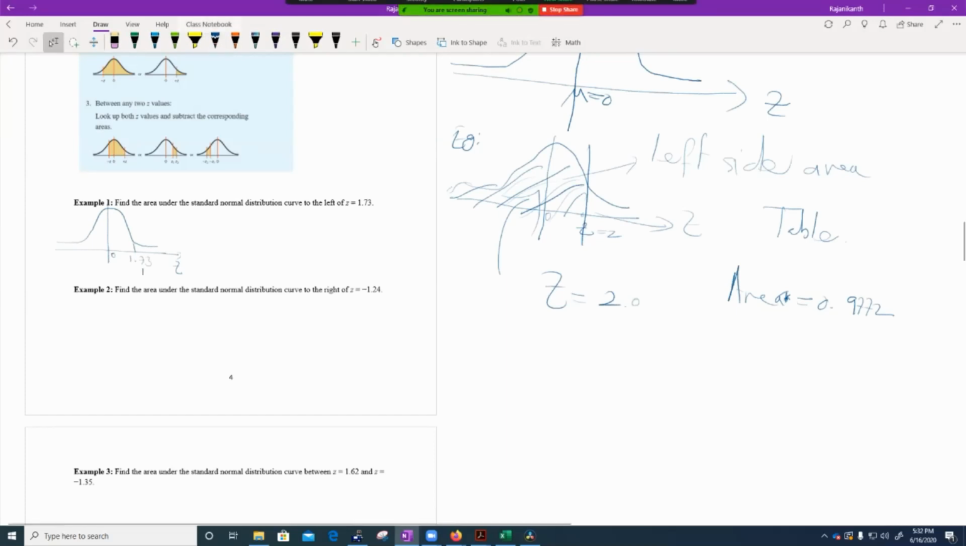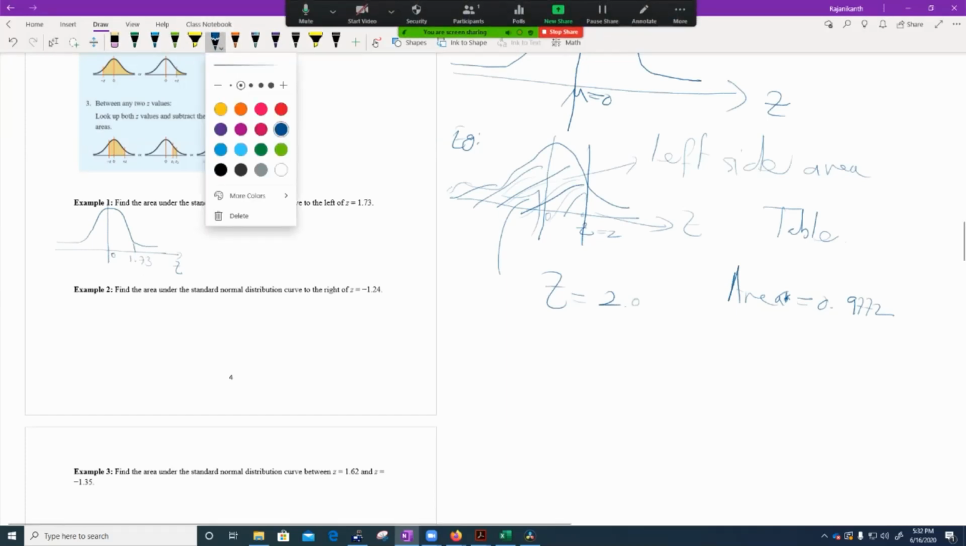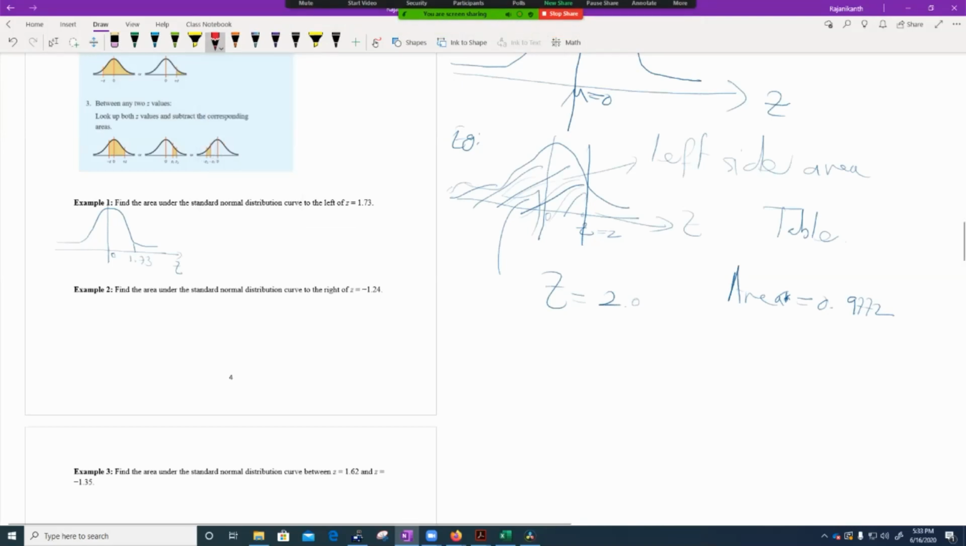Now which area do I need? Let me change the color. I need the left side area of this point. Therefore, we are looking for this area, the left side area. Okay, how can I find it? Use a standard normal distribution table, and the table you will find.